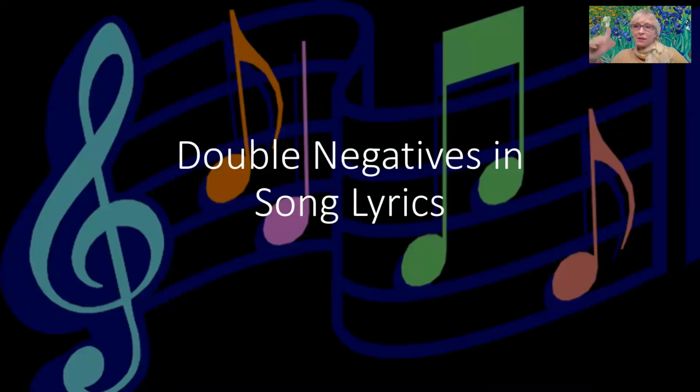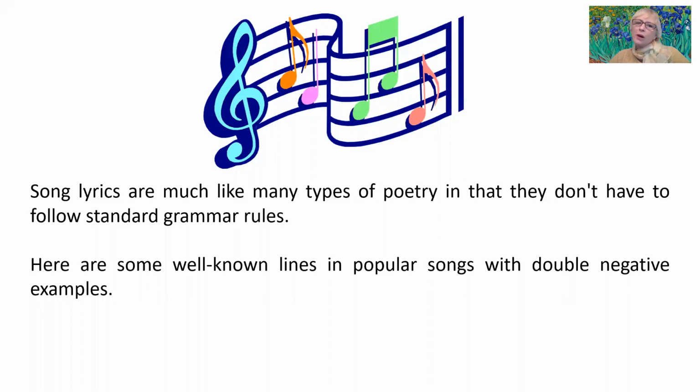So there is something you probably have noticed, and maybe not, maybe now you will, in song lyrics. Song lyrics allow double negatives. And why do you think that is? It's really because they're basically a type of poetry. And in poetry, the grammar rules are different. Song lyrics are much like many types of poetry in that they don't have to follow standard grammar rules.